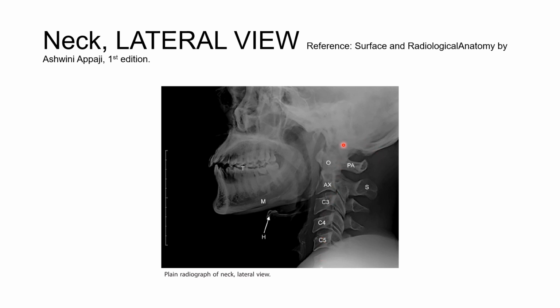Then they will ask you the joints of the cervical vertebral region. They can ask you about the atlanto-occipital joint. So what is the atlanto-occipital joint? They can ask you directly which joint is responsible for yes and which joint is responsible for no. Where is the hyoid? Can you see the hyoid? The small bone here, like that, is the hyoid. They can ask you from the sides which sinuses you can see here. This is the oral cavity again. So this is the neck lateral view.